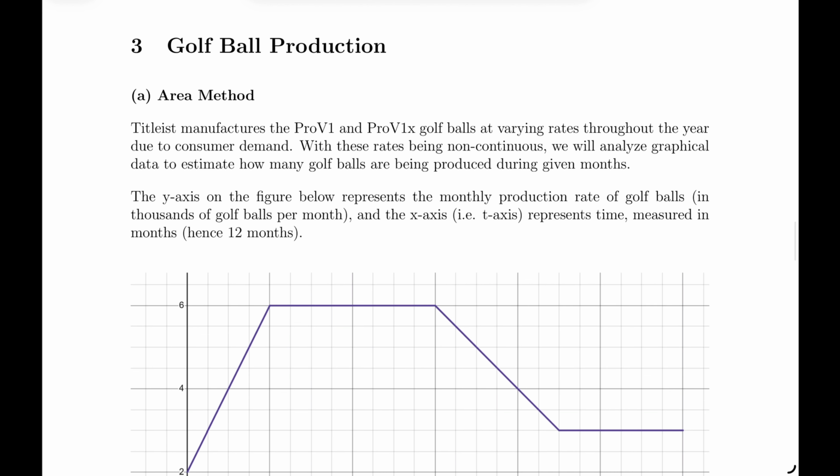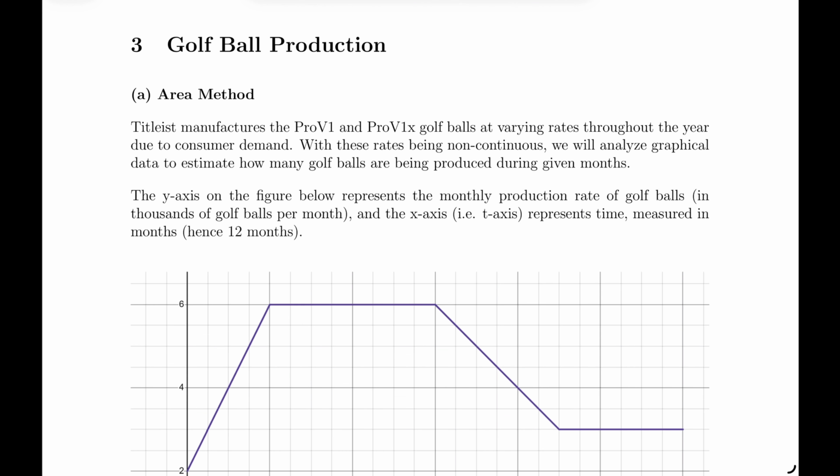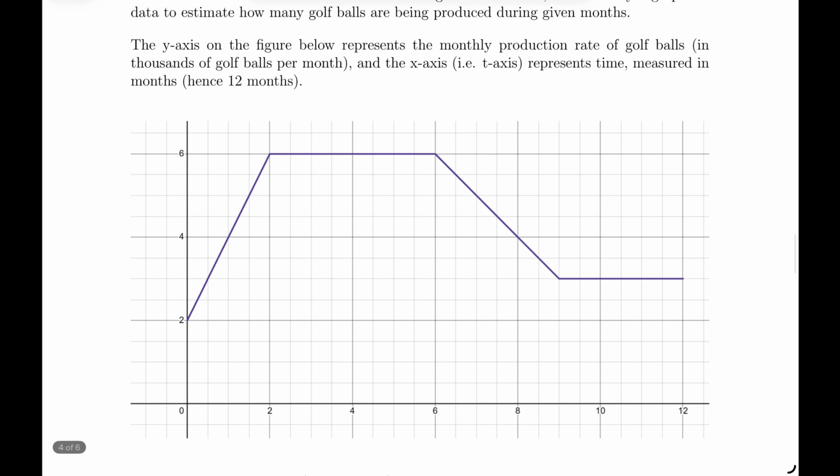More of a word problem here, golf ball production. It looks like we're going to be looking at the area method here. We have that Titleist manufactures the Pro V1 and Pro V1X golf balls at varying rates throughout the year. So with these rates being non-continuous, we will need to analyze graphical data to estimate how many golf balls are being produced during given months. The y-axis represents the monthly production of golf balls in thousands of golf balls per month, and the x-axis, which I guess is the same as the t-axis because we're considering time, will be measured in months.